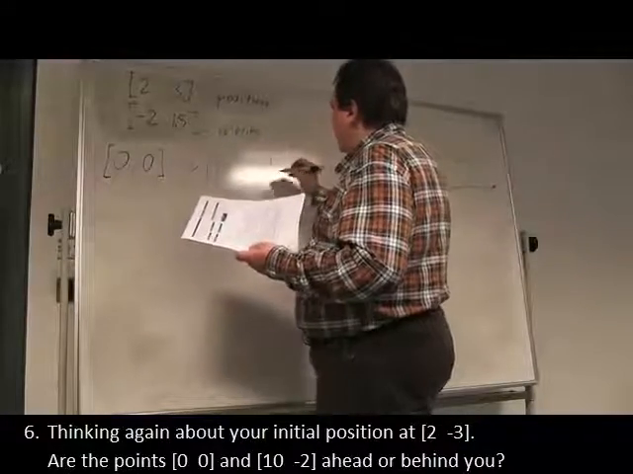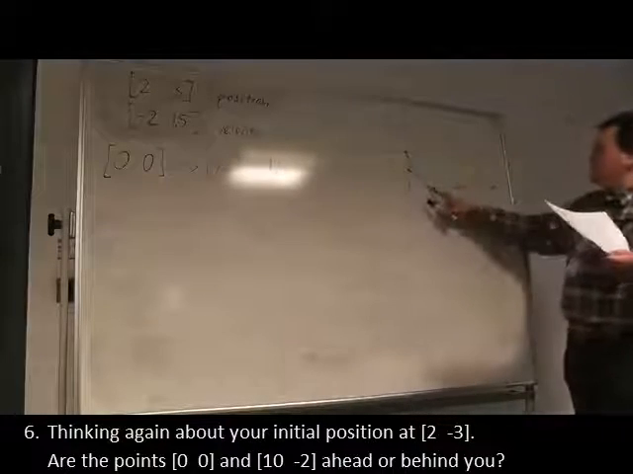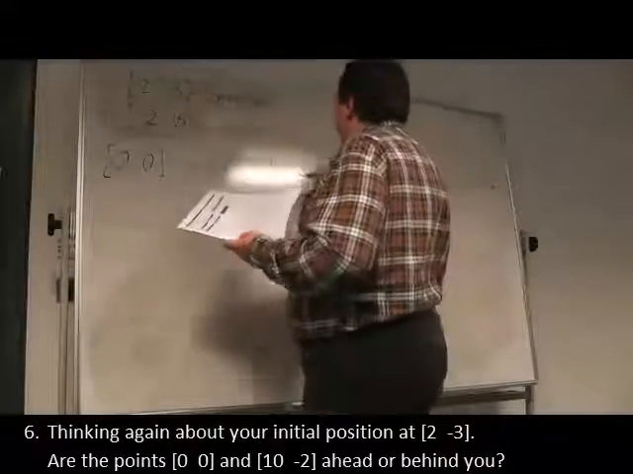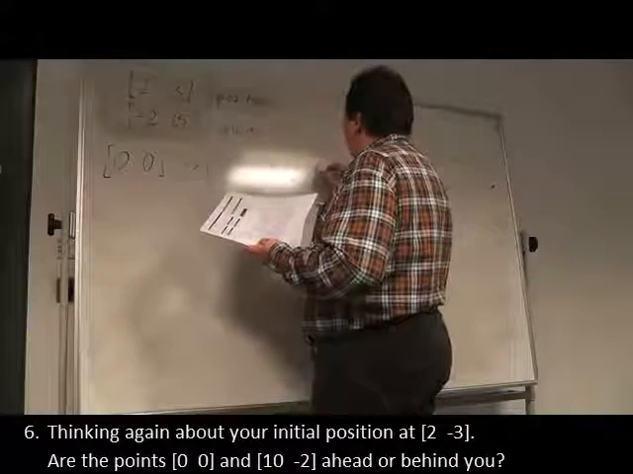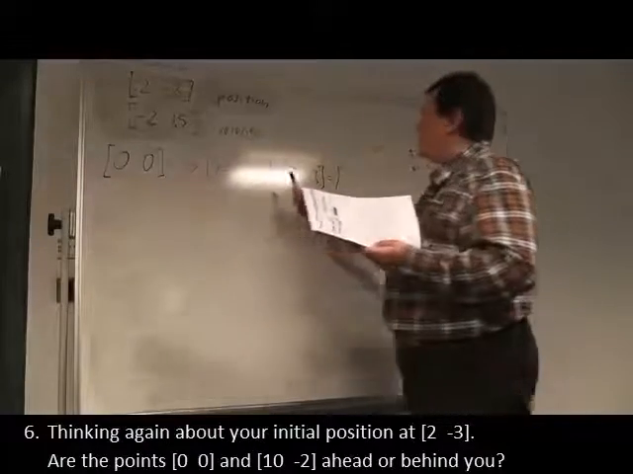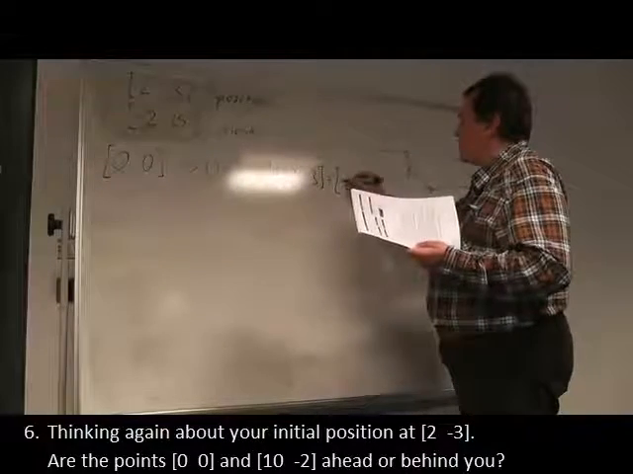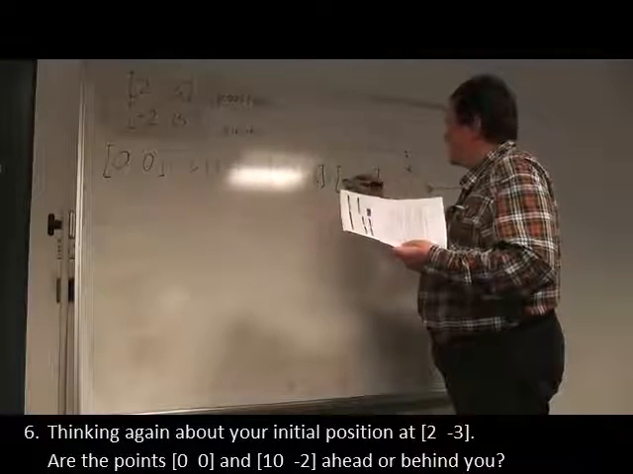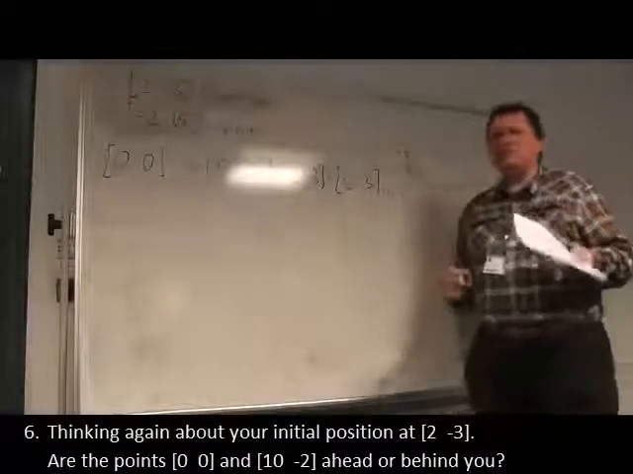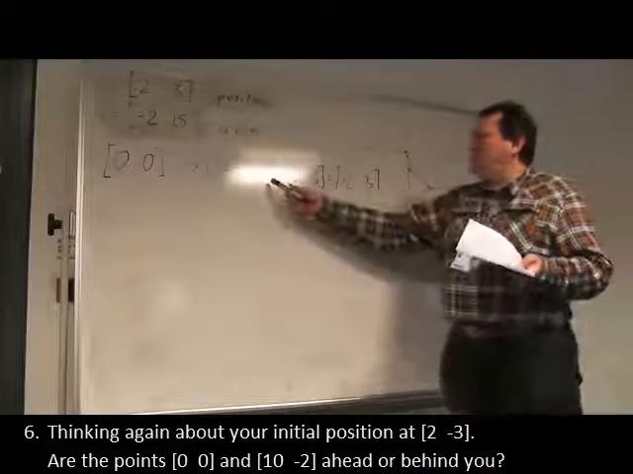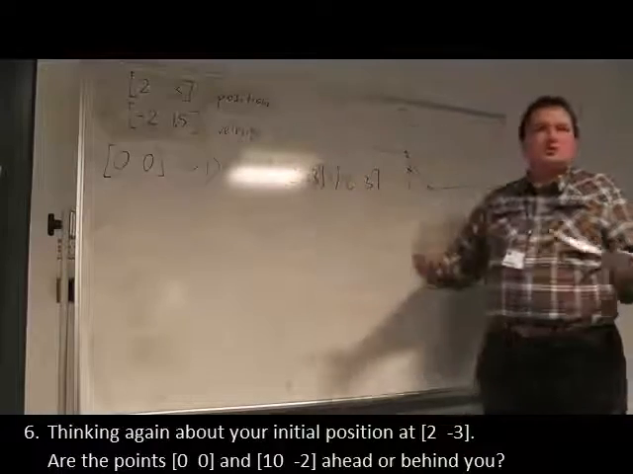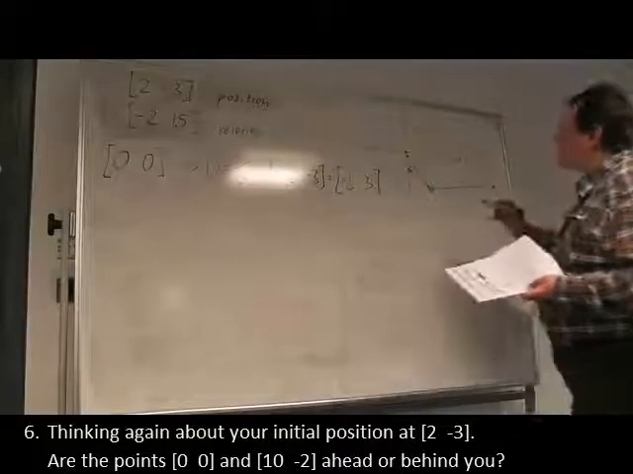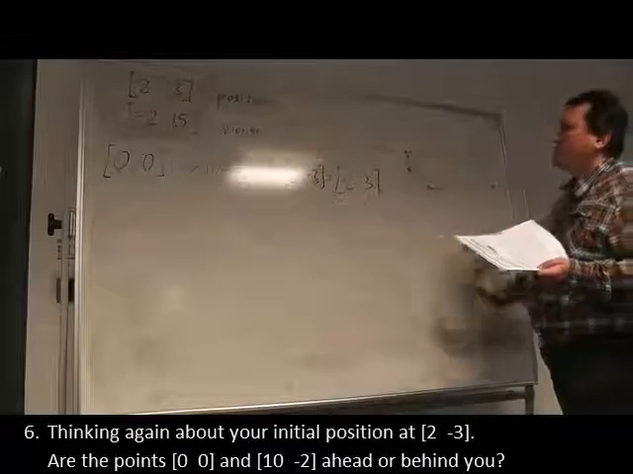0, 0 minus the beginning of this arrow here. So it's our current position, 2, minus 3. 0 minus 2 is minus 2. 0 minus minus 3 is 3. Please don't do silly mistakes in the test. Don't tell me that 0 minus minus 3 is minus 3. Okay, it's 3. So these are coordinates of this vector here.